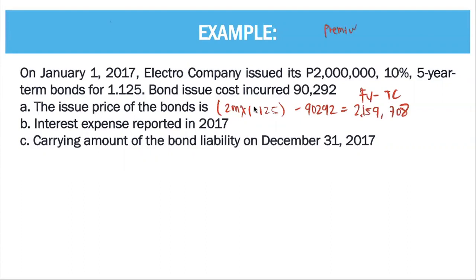Why? Face amount is 2 million. Issue price is 2,159,708. If there is a premium, how do we compute for our interest rates? Our interest rates must be lower. So effective interest rates must be lower. So we try lower rates. If this is 10%, let's try 7%.